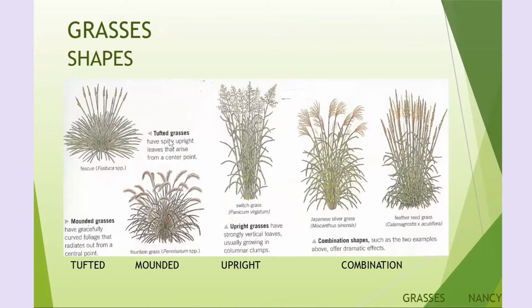And the grass shapes are important to us, because we need to know the shape for the design behind the gardens. So we have tufted grasses like the fescues, mounded grasses like the pennisetums, upright grasses like the Karl Foerster, and then there are combinations like the North Wind, for example, because the leaves form a big mound and the inflorescence, the stalks, go up.